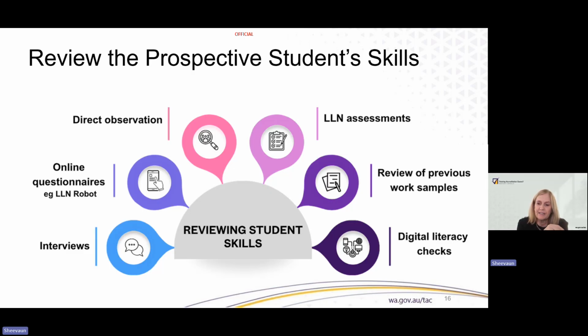And what I think in terms of where we're going to be coming from in terms of looking at RTOs in terms of meeting the standard is they have to choose an approach that's right for their business and right for their student cohort. So bear that in mind when you're developing your new procedure around the review of prospective student skills and competencies.